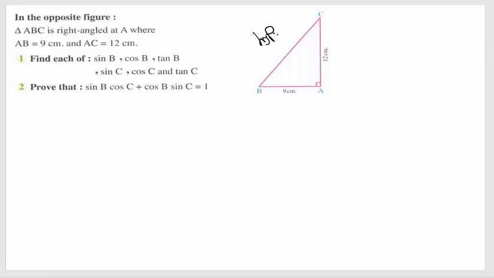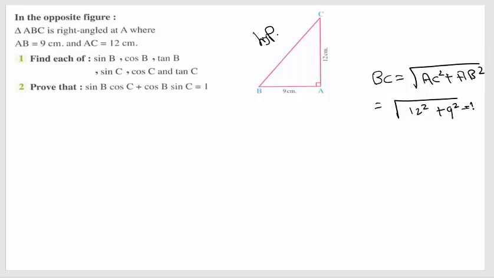The first step after getting the figure is to find the missing side. How to find the missing side? I will use the Pythagoras theorem. How? I will say that BC equals square root AC squared plus AB squared, which equals square root 12 to the power of 2 plus 9 to the power of 2, which is 15.